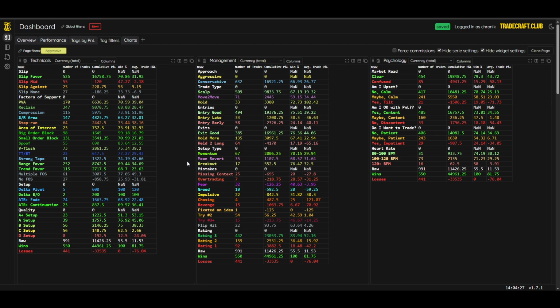$18, multiple factors of support. Clear on 172 of them, which made money, makes sense. This is not this year, though. This is like everything. Some of last year, too. Calm. Content.